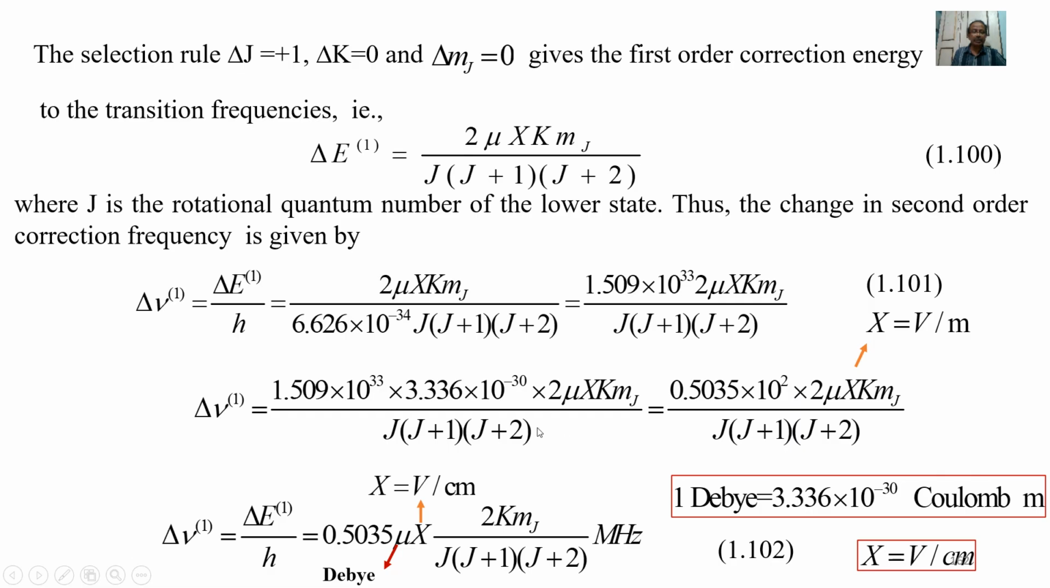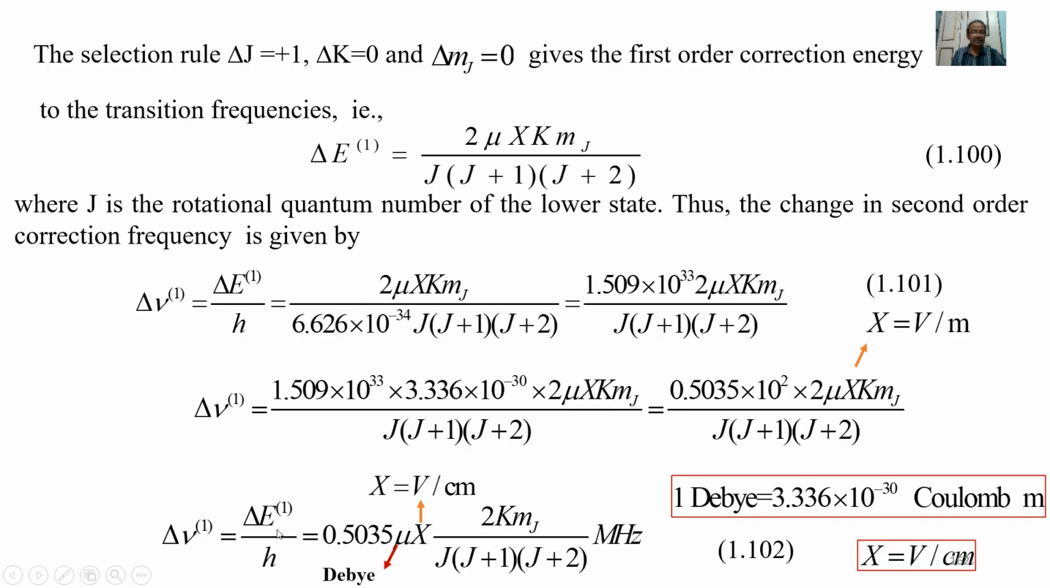So that will give us 0.5035 mu x. Now this x is volt per centimeter. This mu is measured in terms of Debye. But earlier, here x is measured in terms of volt per meter. So we have changed it, we have multiplied with 10 power minus 2. That will give us 0.5035 del mu times x multiplied by 2k mj divided by j into j plus 2, in terms of megahertz.